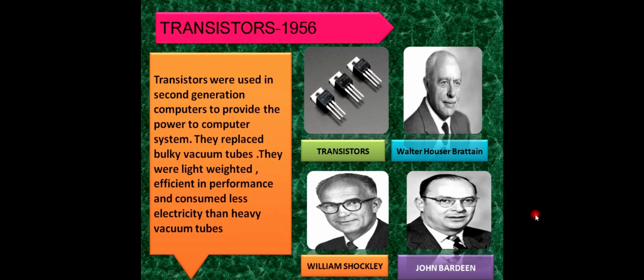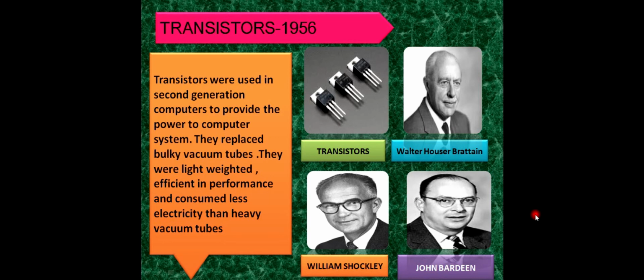Transistors were used in which generation? Second generation computers. To provide power to the computer system, they replaced bulky vacuum tubes. They were lightweight, efficient in performance, and consumed less electricity than these heavy vacuum tubes. So these transistors were very successful in the second generation computers, and they were used in all the versions.